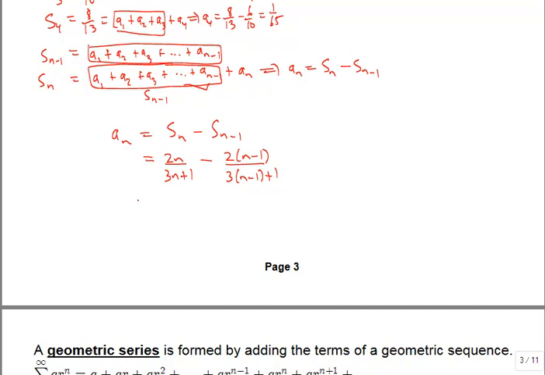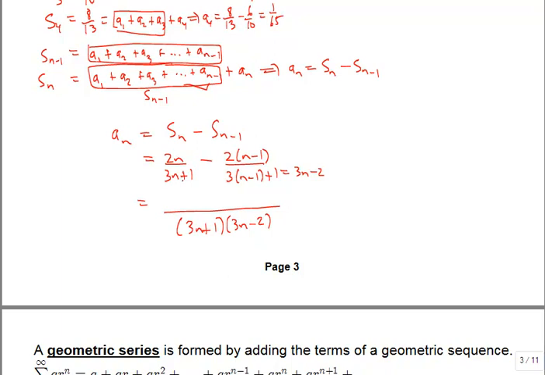Let's clean this up a little bit. Let's go ahead and get a common denominator, and before I do that, let's clean this denominator up. When I distribute, I'm going to get a 3n minus 3 plus a 1, and a minus 3 plus a 1 is going to be a minus 2. So my two denominators are 3n plus 1 and 3n minus 2.